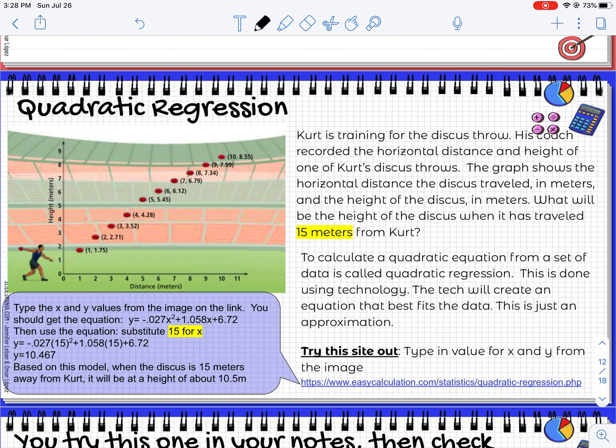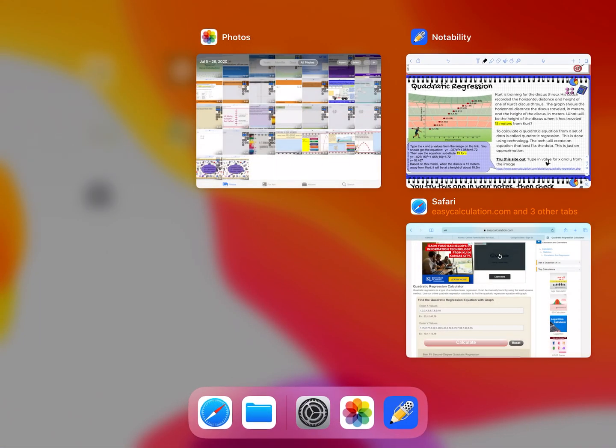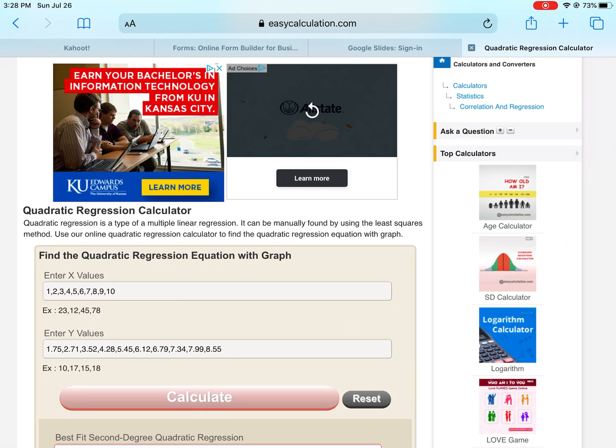So to calculate this, we are going to use this website. If you click on this on the PowerPoint, it'll take you to the website that lets you just type in some data. So I'm going to click over here and show you. It's easy calculations. It's just a quadratic regression calculator. Notice you just type in the x values. So we had 1 through 10 on the x's, and then we type in our y values. So we can see we started at 1.75 and ended at 8.55. So you just put commas in between them.